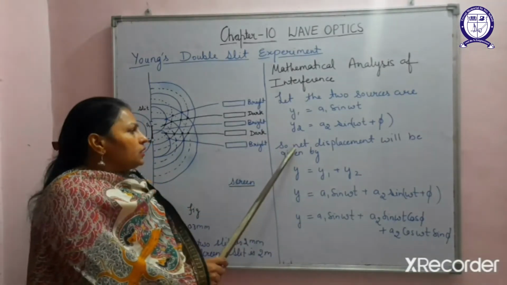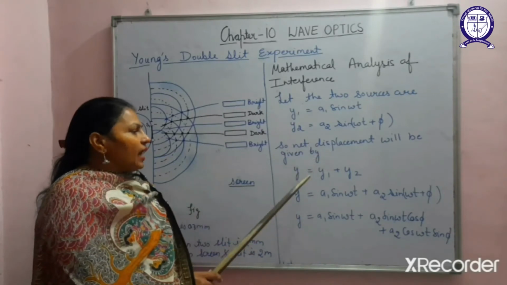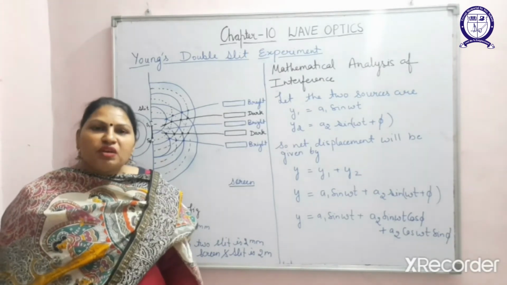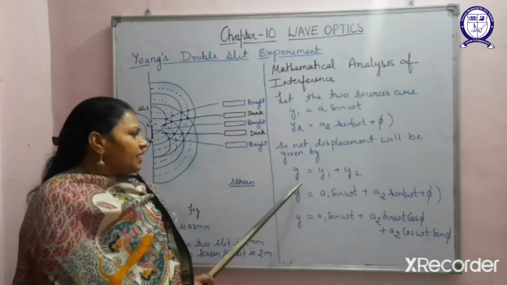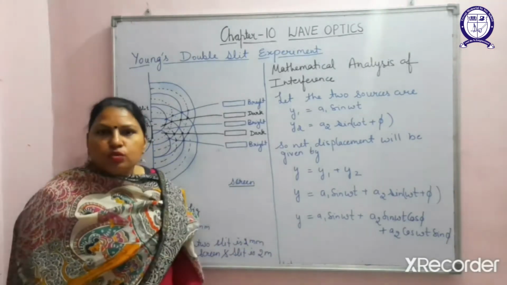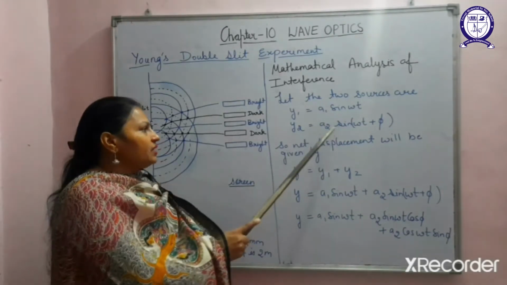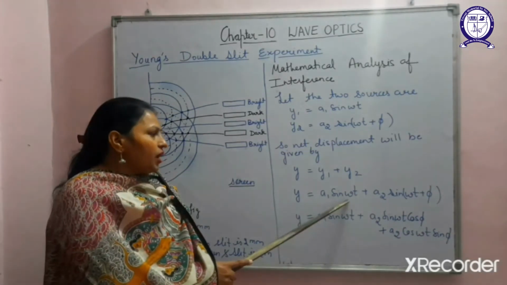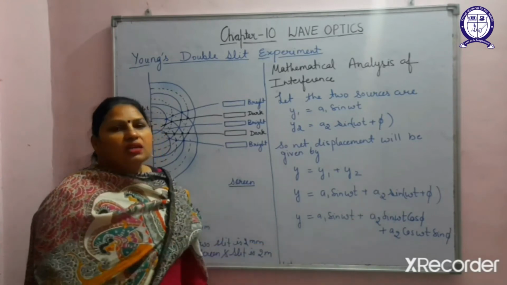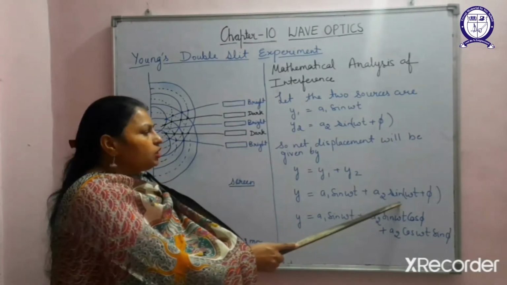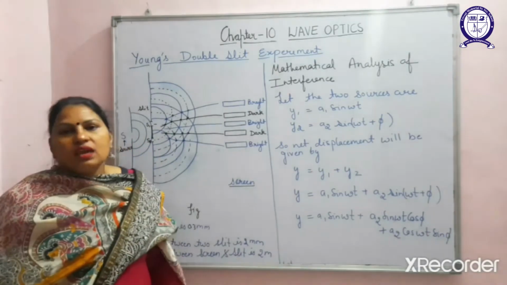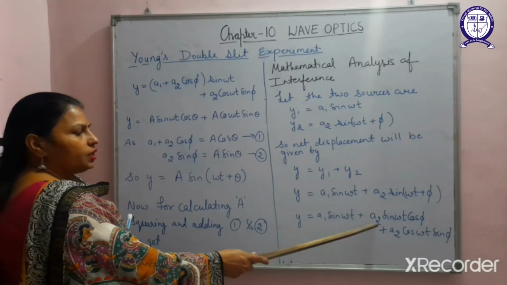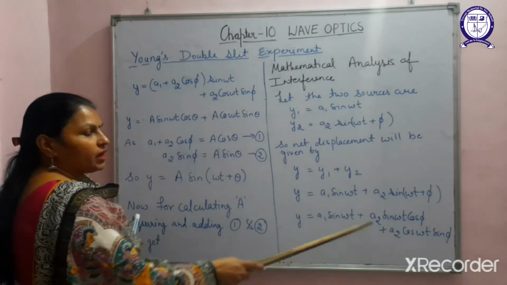Now the net displacement, as we want to calculate, will be calculated by using the superposition principle, as I have already discussed in the previous video. So the net displacement is given by y1 plus y2. Simply put the values of y1 and y2 here. We get a1 sin omega t plus a2 sin(omega t + phi). Now we can use the formula for sin(a + b). We have got a1 sin omega t plus a2 sin omega t cos phi plus a2 cos omega t sin phi.